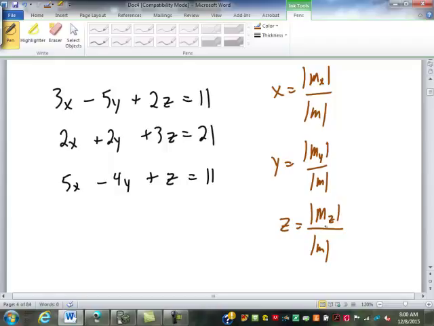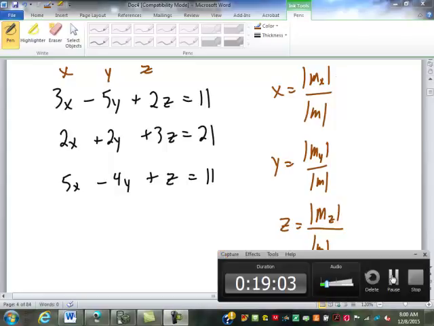So here's what I want you to do. Partner up if you want to. I want you to use Cramer's Rule. There are going to be 4 matrices you have to find: the base matrix, which is the x's, y's, and z's, and then the x matrix, the y matrix, and the z matrix. Find those 4 determinants and see if we can find x, y, and z. And we'll talk about this.